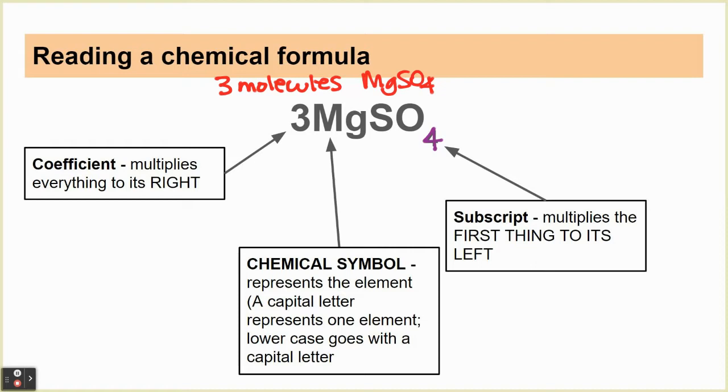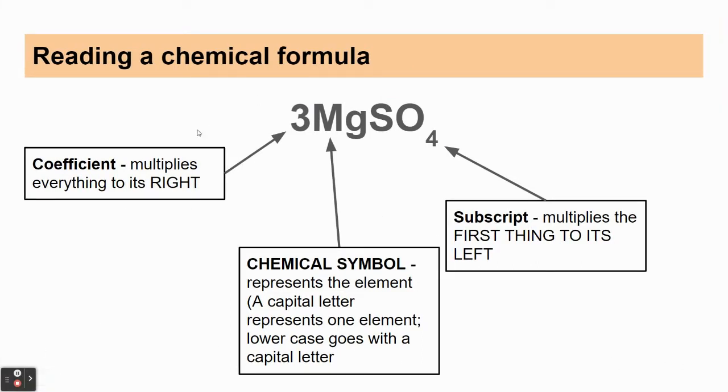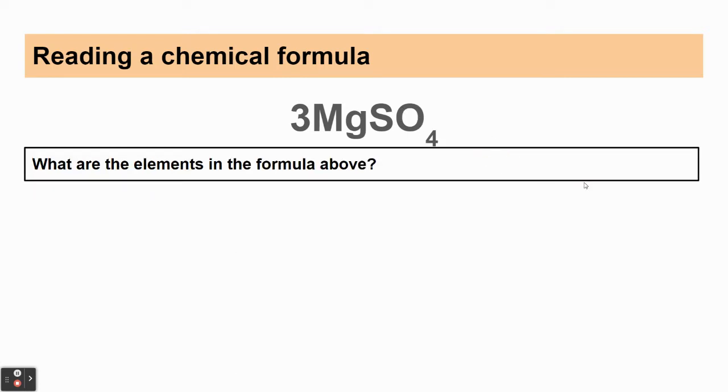All right, so let's try to count the number of atoms within this formula. How do you count the total number of atoms for each element inside a chemical formula? If I were to ask you how many Mg's, how many S or sulfur, and how many O or oxygen atoms you have here, what would you say? First, what are the elements in this formula? We have Mg, S, and O.